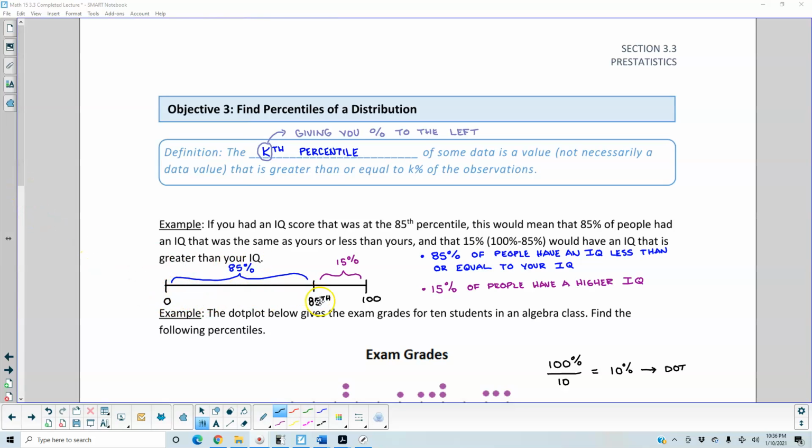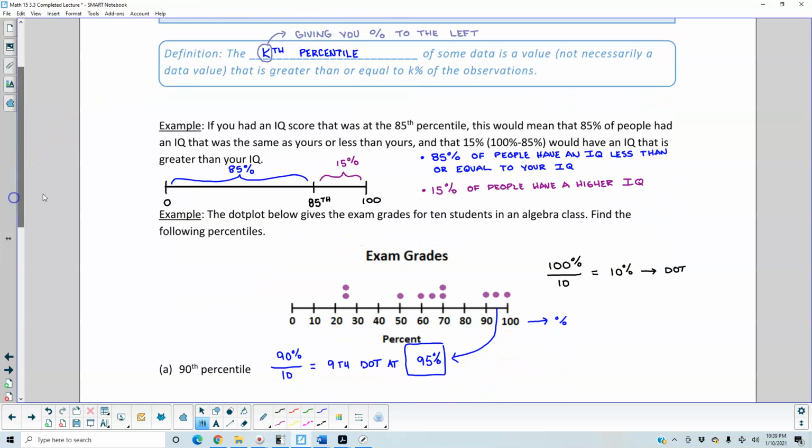From 0 to 85, this is the 85th percentile, so this is 85%. And from the 85th to 100 is 15%. So again, in blue, 85% of people have an IQ less than or equal to your IQ. And 15% of people have a higher IQ.